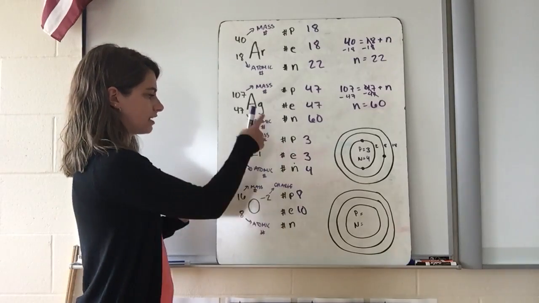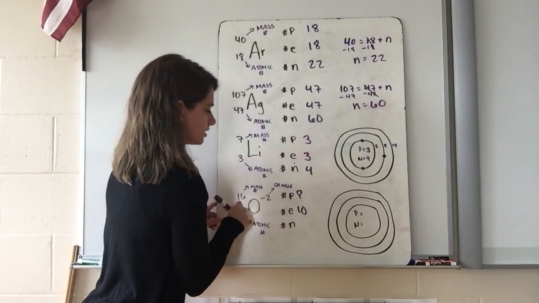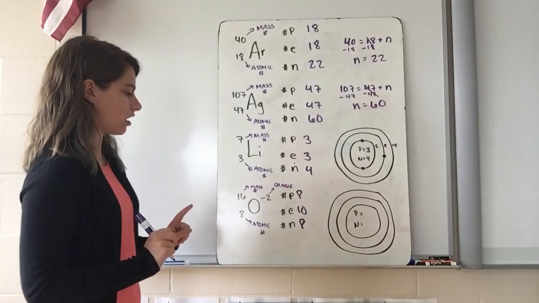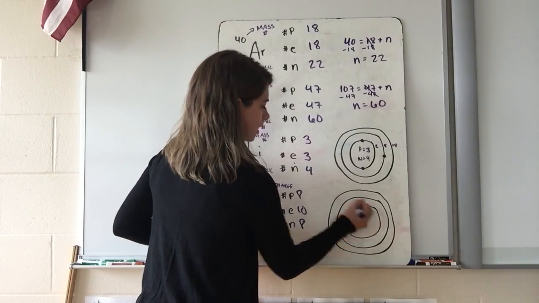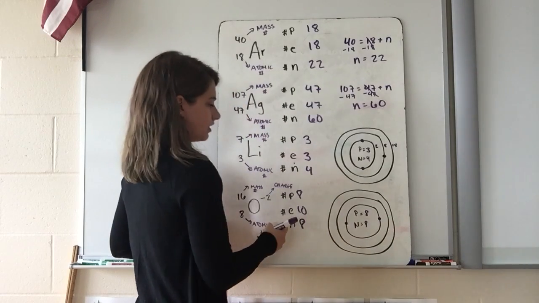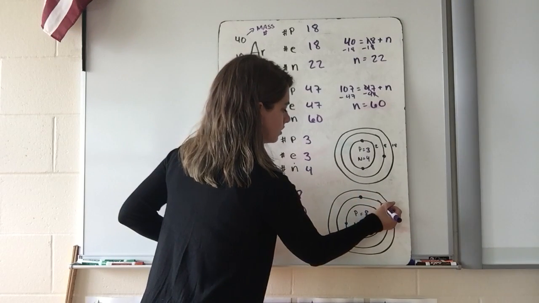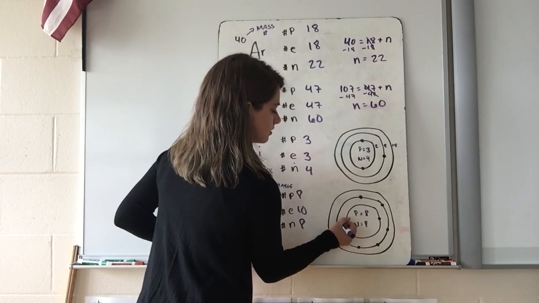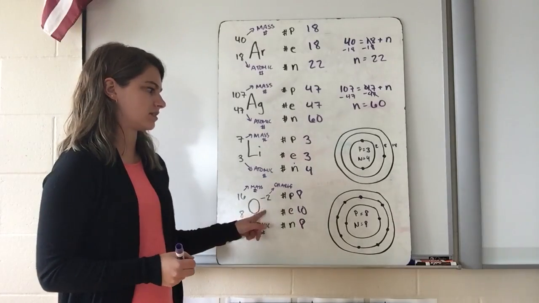And then my neutrons, same as before, I'm going to take my mass number minus my protons. So 16 minus 8 gets me 8. And then if I wanted to draw this on a Bohr model of the atom, we have 8 protons, we have 8 neutrons, and we have 10 electrons. So I can put 2 on my first energy level, and then I have 8 more electrons, so I can put 8 more on my next energy level. 1, 2, 3, 4, 5, 6, 7, 8. And so that's what my Bohr model of the atom of this would look like.